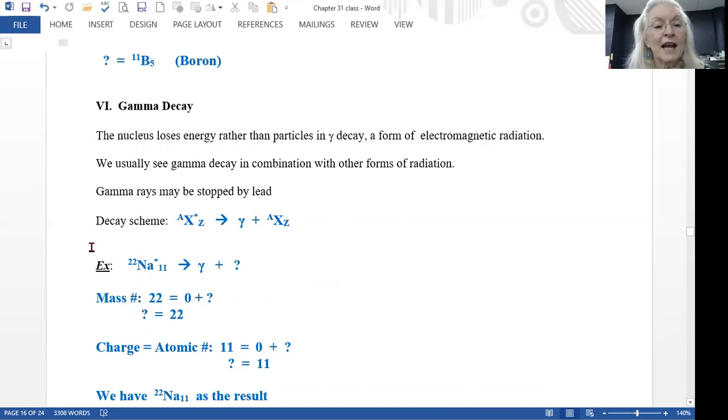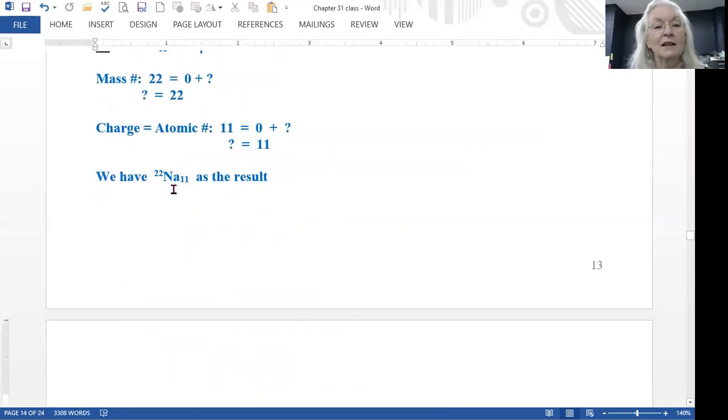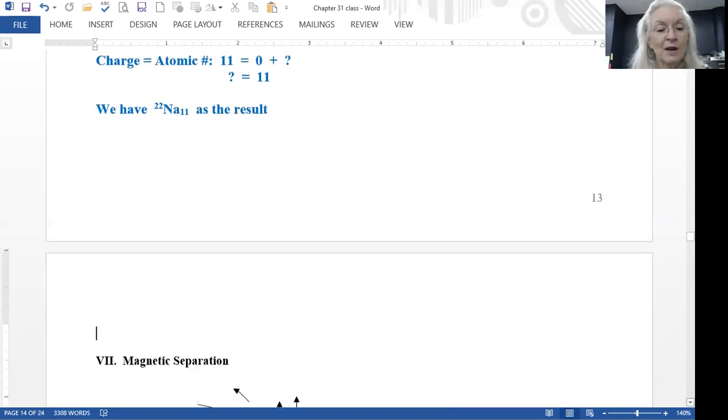So let's look at decay. If you had sodium 22 giving off a gamma ray, what would you end up with? Well, you'd end up with sodium 22. It would just have less energy. Sometimes, to show that it's in the excited state, they'll put an asterisk, one of these little stars, on the parent to show, hey, it's a little too energetic. And when you come up with the daughter, the star is missing. So gamma decay, what you end up with is what you started out with.